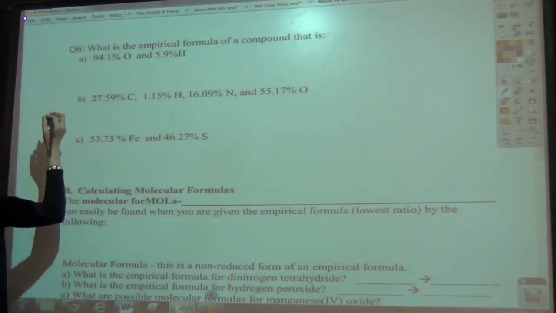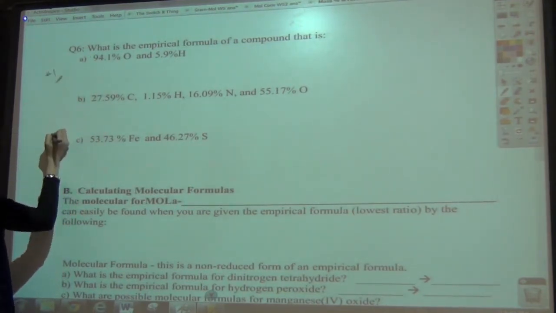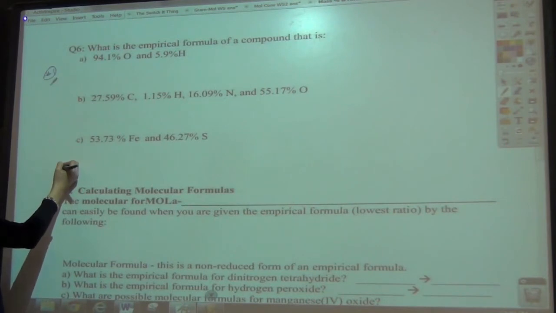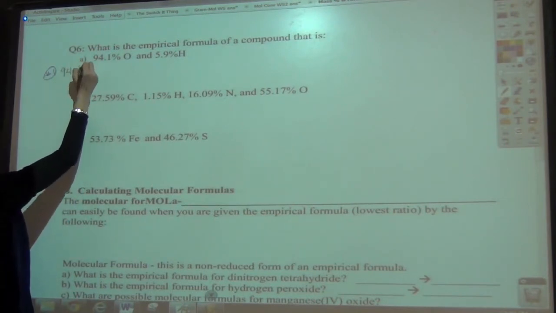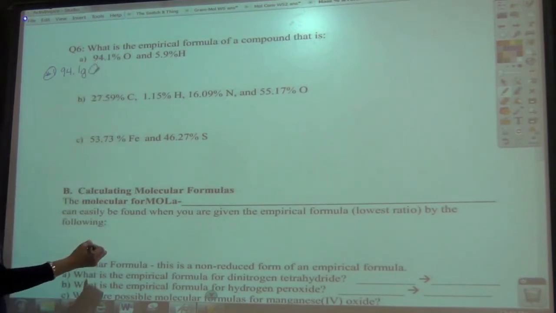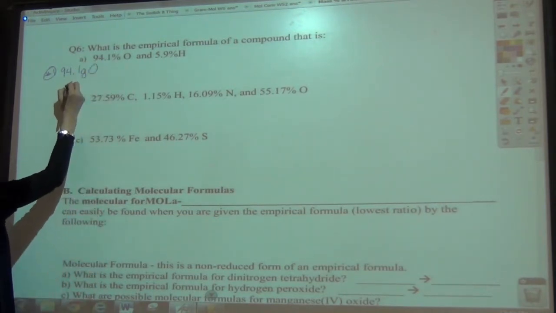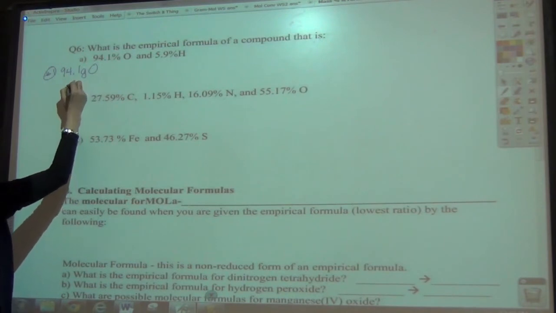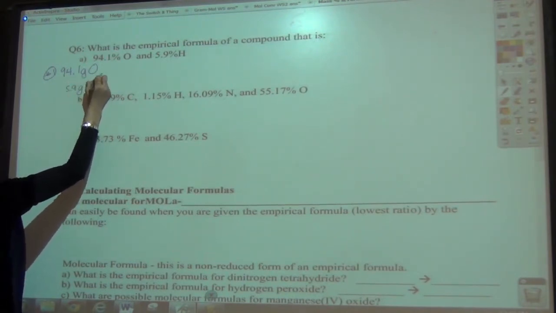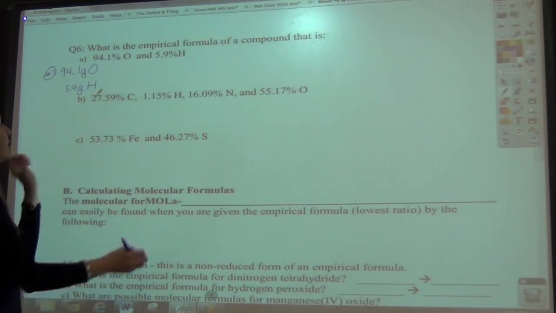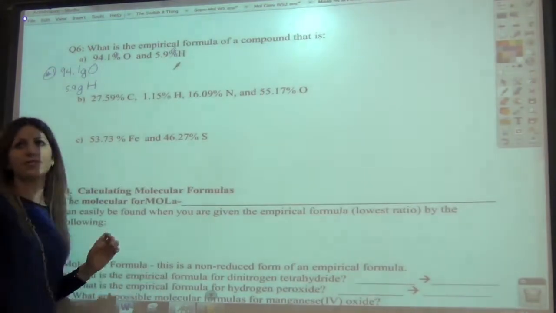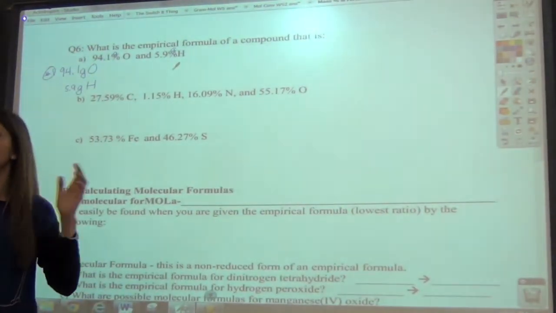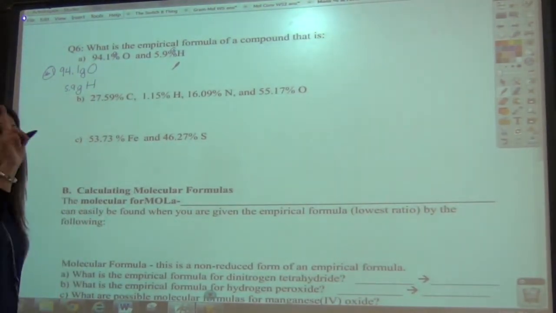So first, step number 1, I need to convert my percent, change my percent sign to grams. So it's as simple as 94.1 grams of oxygen instead of percent. And then right here, I'm going to have to do a bridge, so just be careful with this. I'm going to do 5.9 grams of hydrogen. So all I did is I literally just changed this percent to a G, and I changed this percent to a G. That's the first step. Pretty easy? Yes. Okay.